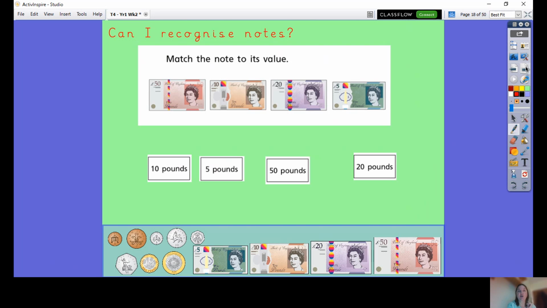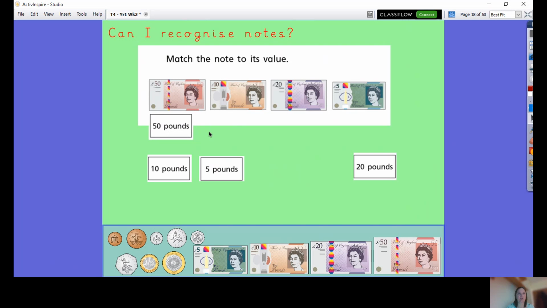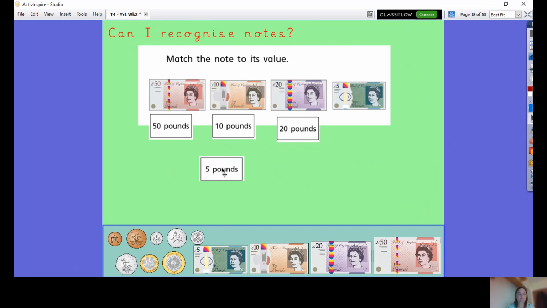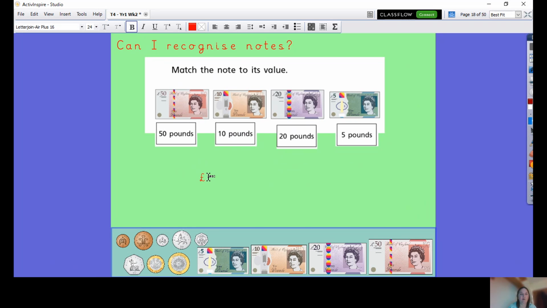And so we're looking at notes this time as opposed to coins. So match the note to its value. So again, they always have a number on them. Okay, so this is 50 pounds. Okay, this one is 10 pounds. This one is 20, and then 5 pounds. And you will also notice that we've got the words there, but it also has a symbol.